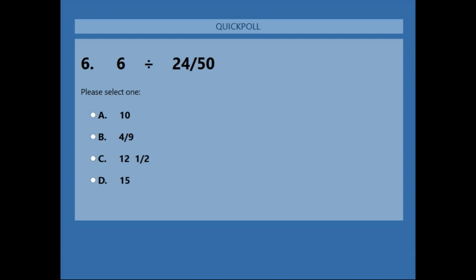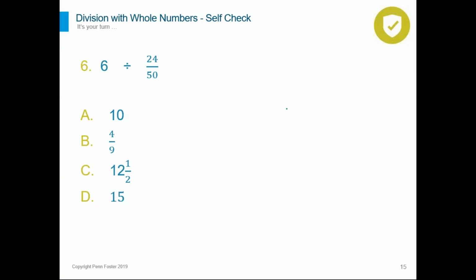Okay, let's go over the problem together. A few more seconds. I just want everyone to put their answers through. Okay, again, we're repeating the same steps. We have 6 divided by 24 over 50. I'm going to prepare this problem in one step. Just change the 6 to 6 over 1 to be a fraction divided by 24 over 50. Now we change the problem to multiplication. You have 6 over 1 times 50 over 24.